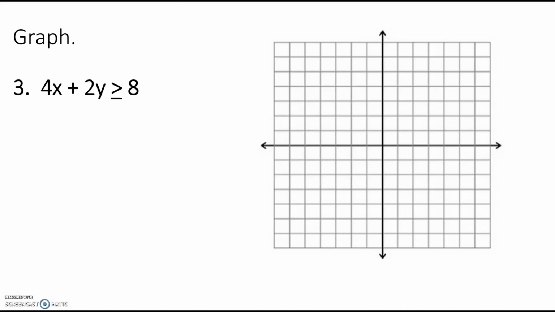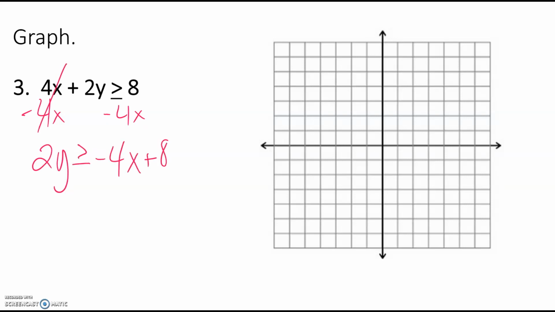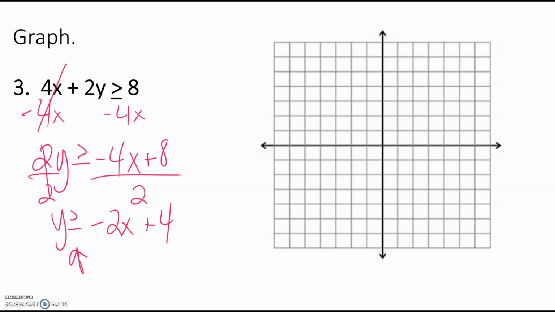Okay, my next one, I am going to get into slope-intercept form. So I'm going to start by solving, subtract my 4x over. I have 2y is greater than or equal to negative 4x plus 8. Divide by 2, so I get y is greater than or equal to negative 2x plus 4. Think about whether that's going to be dashed or solid. Okay, I'm looking at my symbol and I'm saying that's solid.